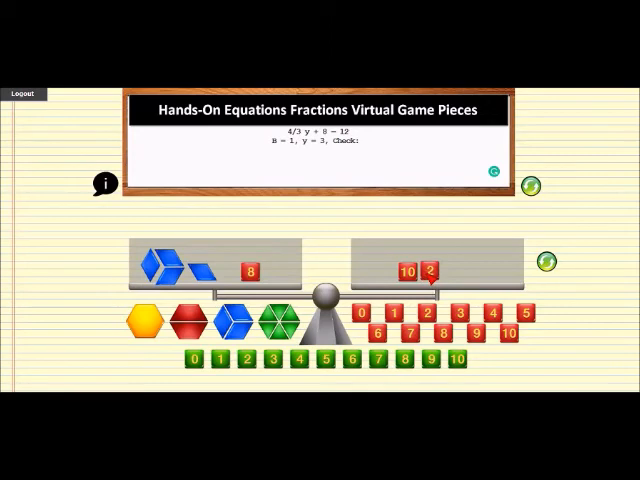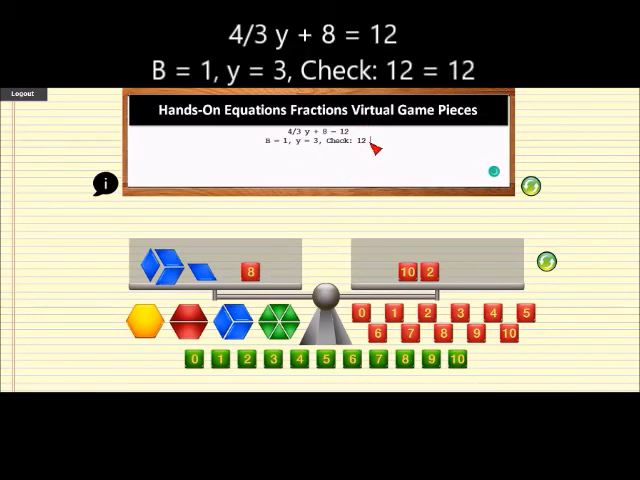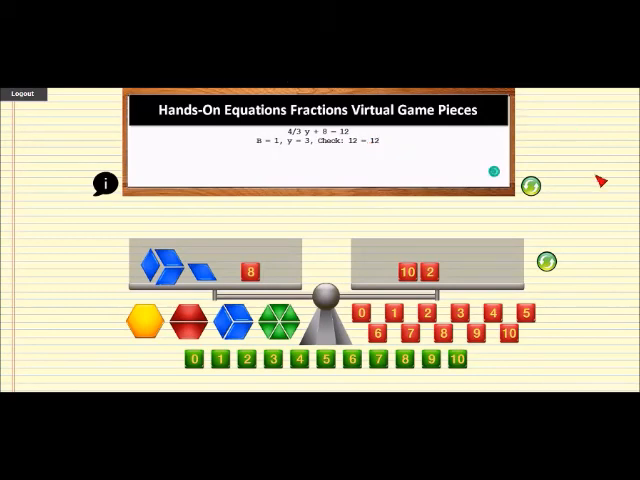So now let's do the check. If each blue block is 1, I have 1, 2, 3, 4, and 8 is 12. The left side is 12. The right side is also 12, and therefore this answer does work out.